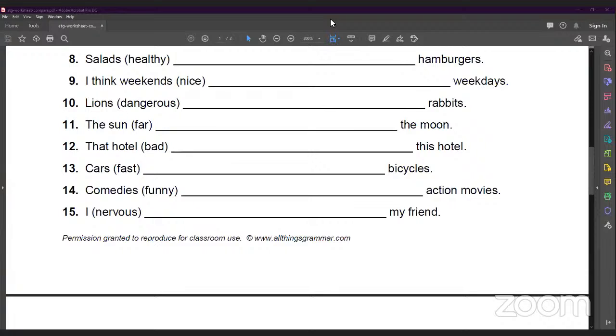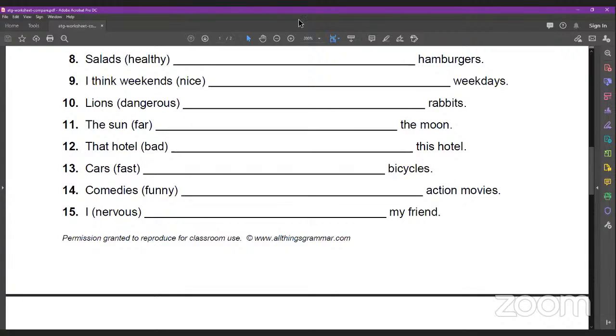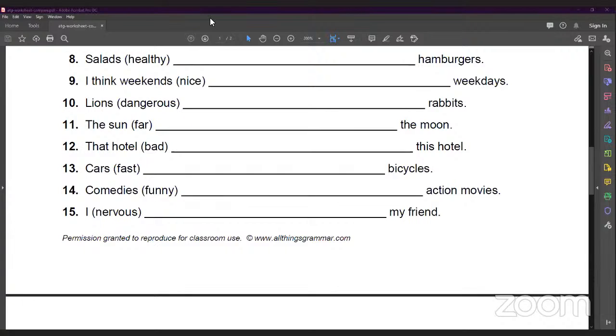Please, 12 and 13. That hotel back there, this hotel. Mhm. Next one. Those are facts, basically.